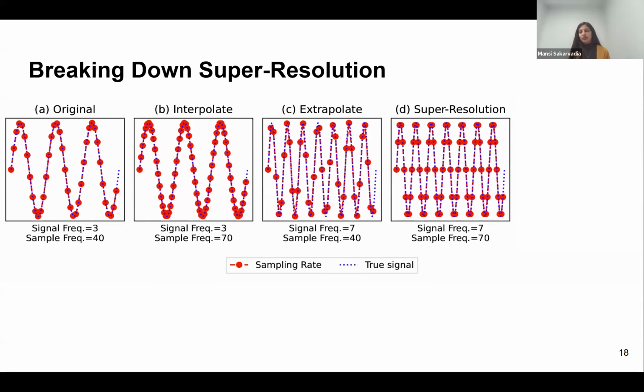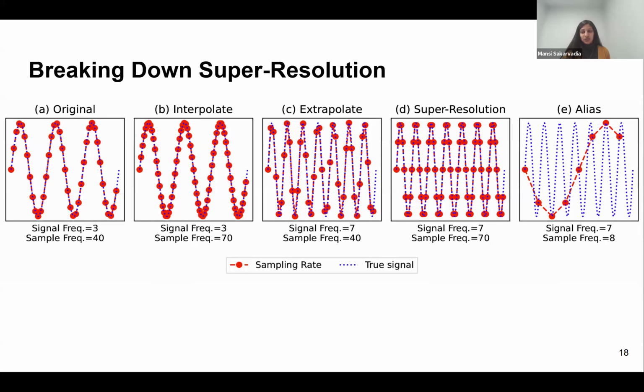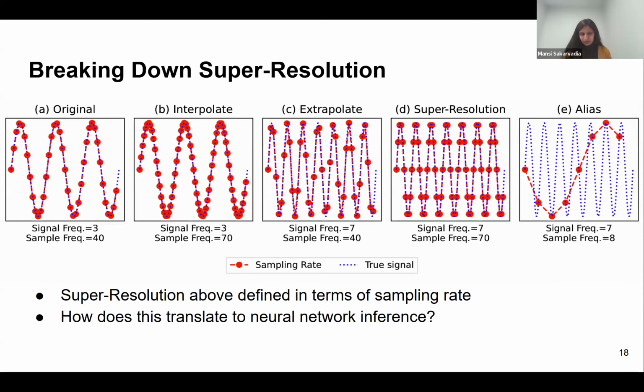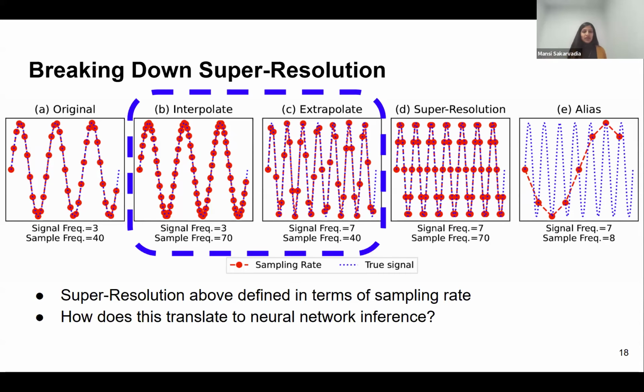which is when new frequency information has been introduced into your system, and the resolution at which your system is being queried has also increased. And we make the argument that if a system can't interpolate and extrapolate, it definitely isn't super resolving anything, and potentially instead, it's aliasing. Here I've defined super resolution in terms of sampling rate, but how does this translate to neural network inference?